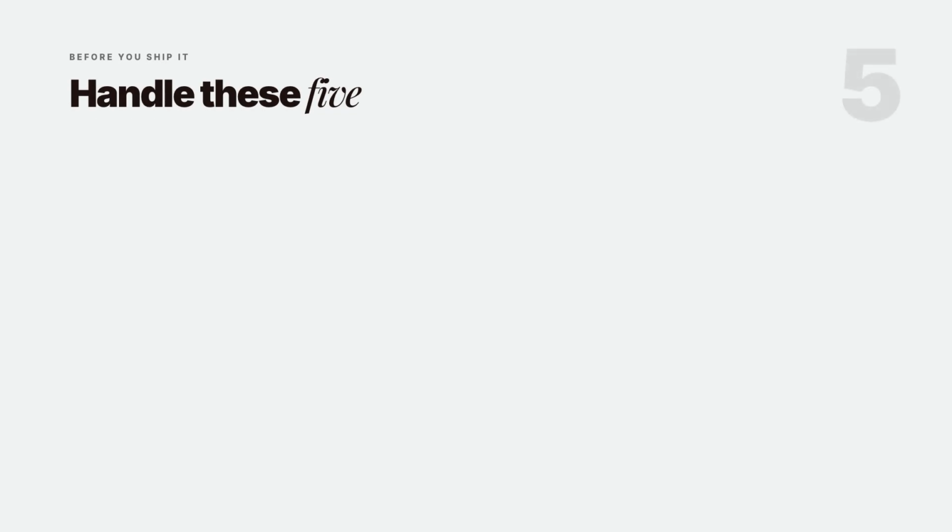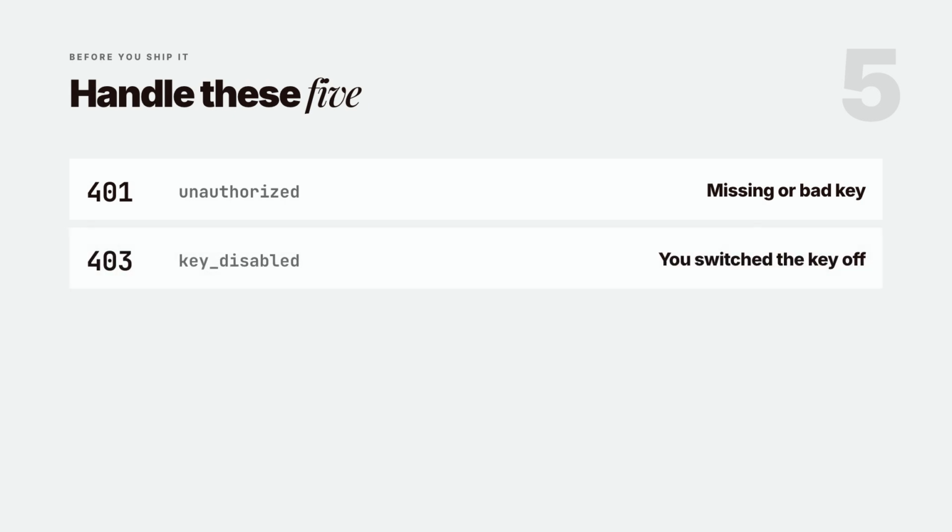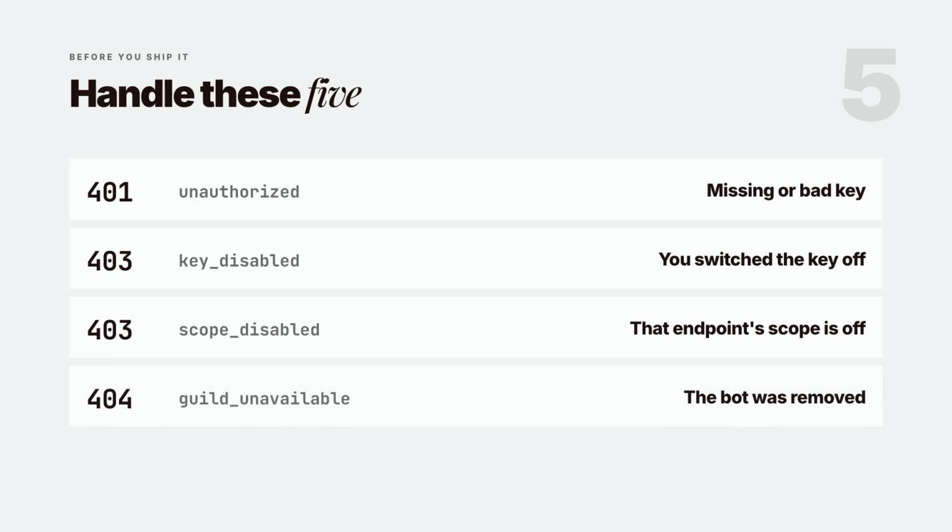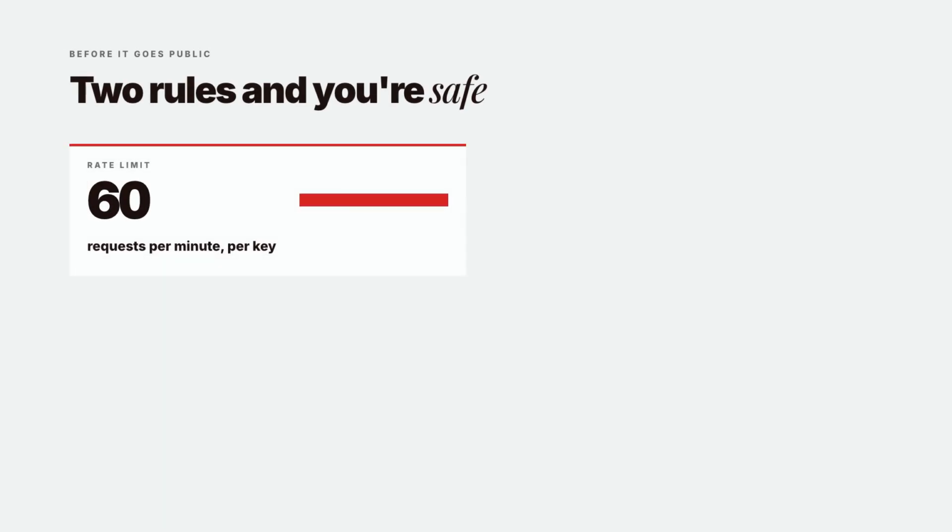Handle 5 errors. 401, bad key. 403, key disabled. 403, scope disabled. 404, bot removed. 429, slow down. 60 requests a minute, per key.